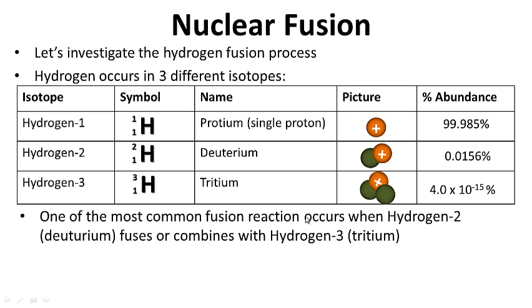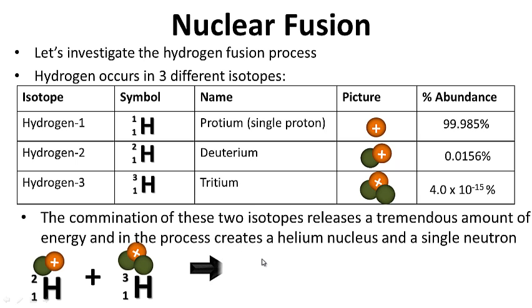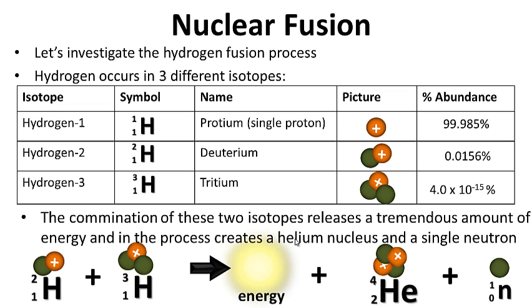One of the most common fusion reactions occurs when hydrogen 2, deuterium, fuses and combines with hydrogen 3. All right? The combination of these 2 isotopes releases a tremendous amount of energy and in the process creates a new element, helium, and a single neutron.